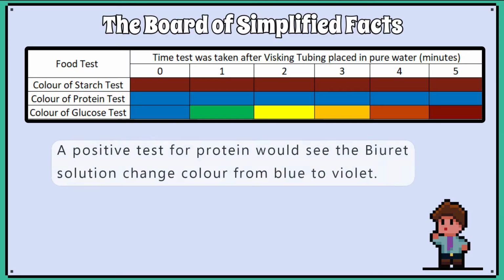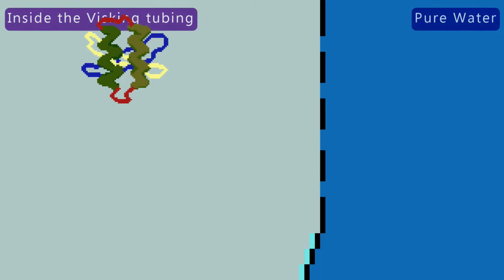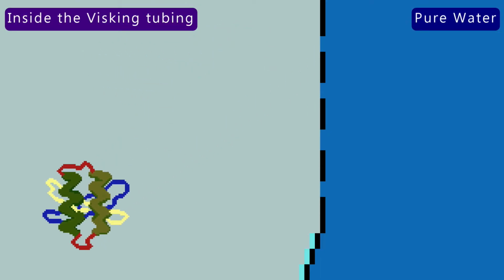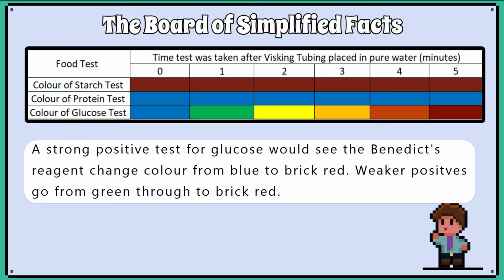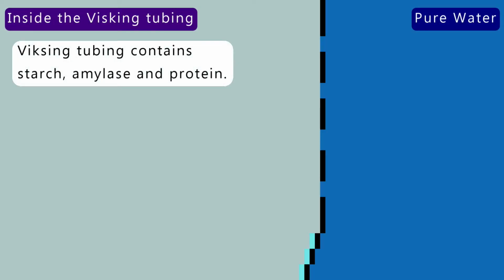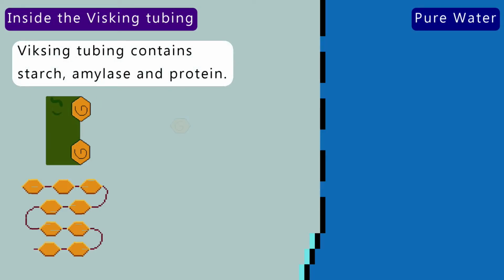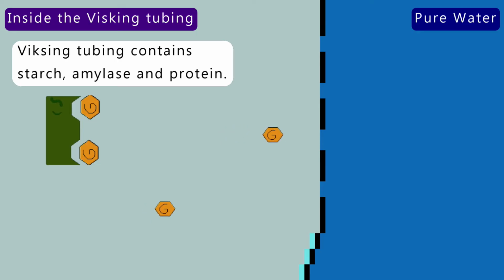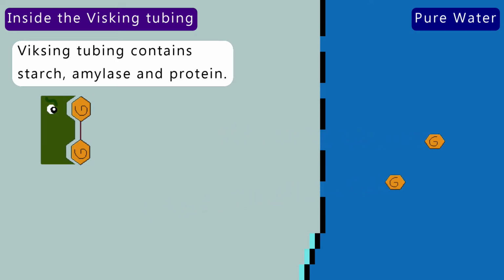The test for protein also remains negative each time, because again, the protein molecules are too large to fit through the pores of the semi-permeable membrane of the visking tubing. Finally, the glucose test shows stronger and stronger positives as the time passes. Remember, we never put glucose inside the visking tubing. However, the amylase has been breaking down the starch into glucose. The glucose molecules are small enough to diffuse through the pores of the semi-permeable membrane of the visking tubing.